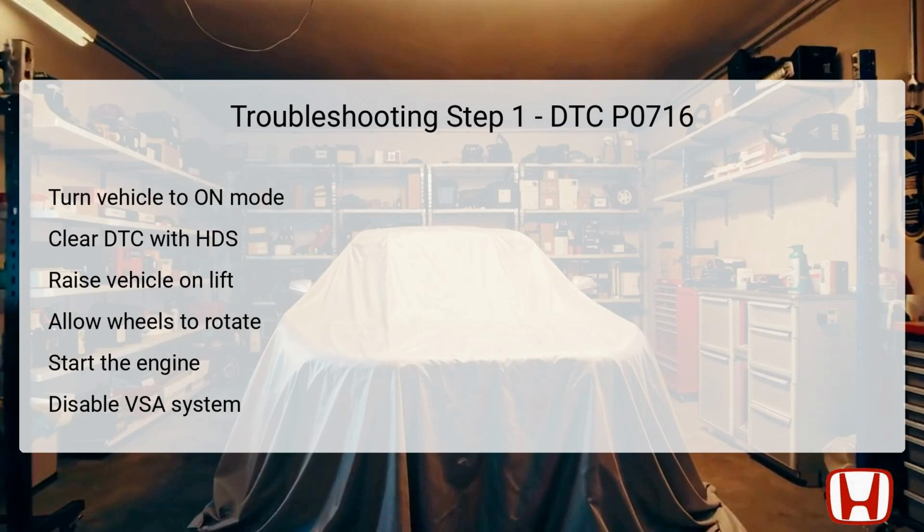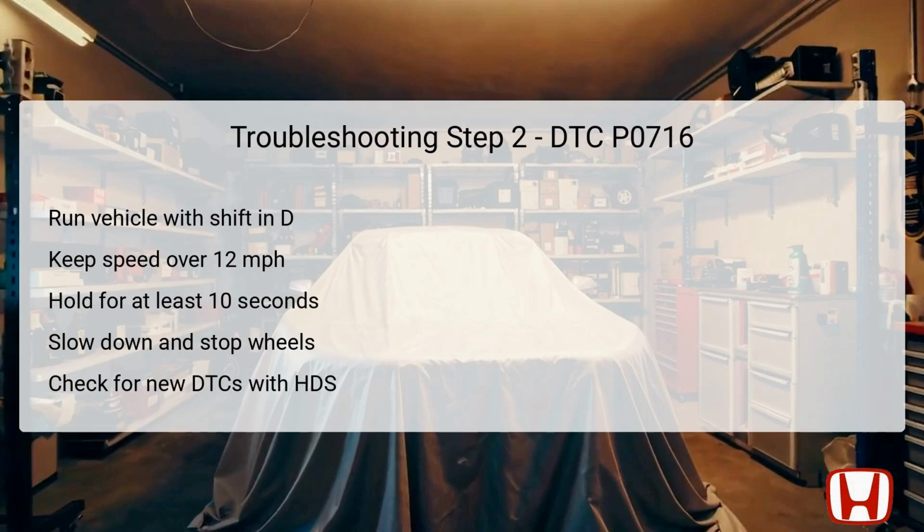It's crucial to also check if the vehicle speed exceeds 31 miles per hour, 50 kilometers per hour, before entering VSA maintenance mode, as this will directly impact the next steps of the troubleshooting process. In this troubleshooting step, the next phase involves operational testing of the vehicle to help further diagnose the issue.